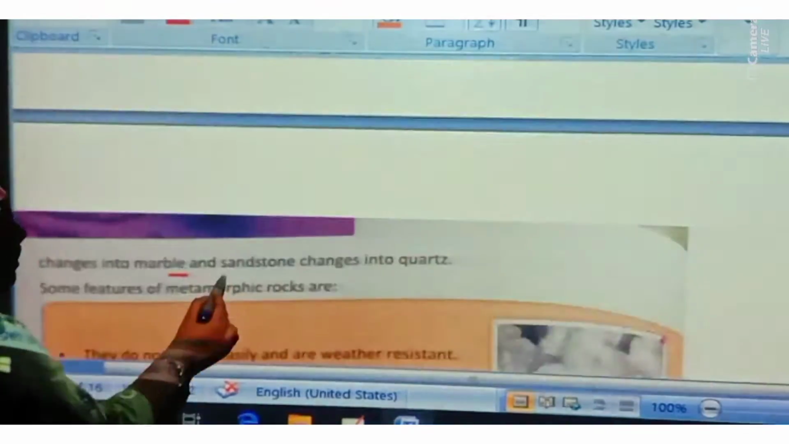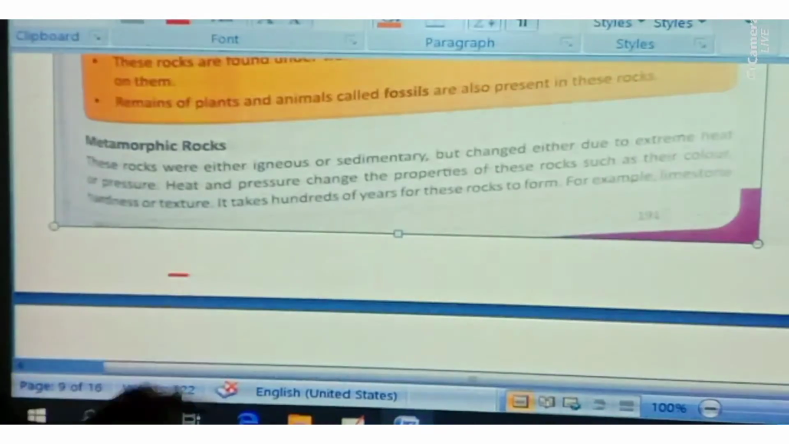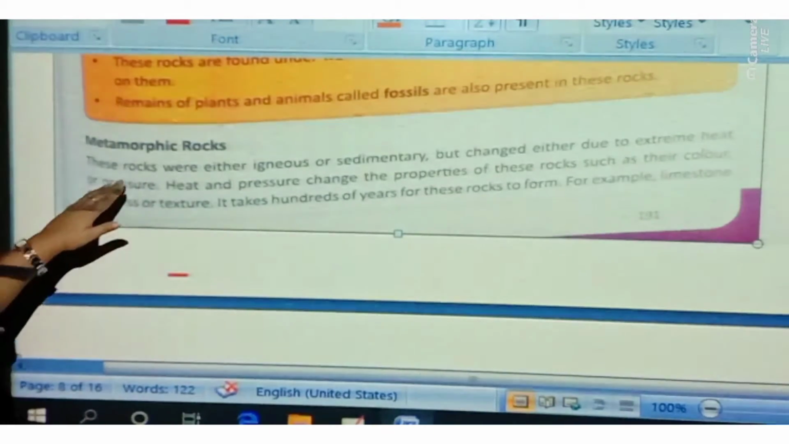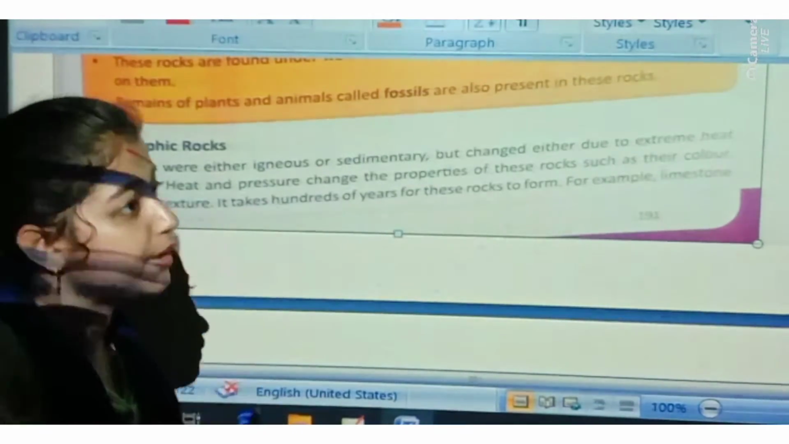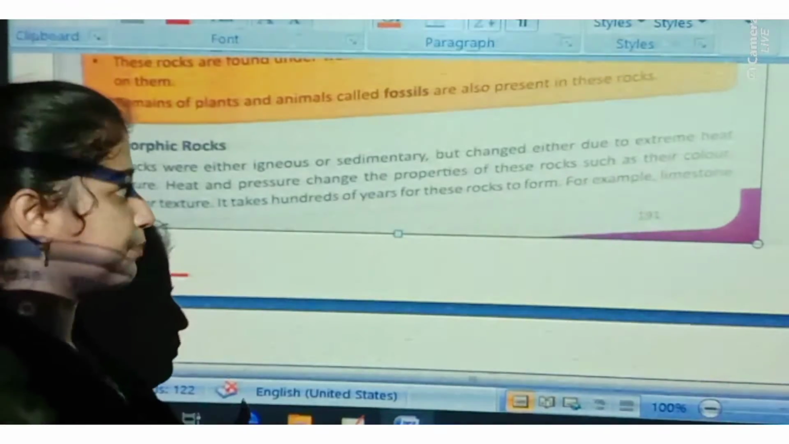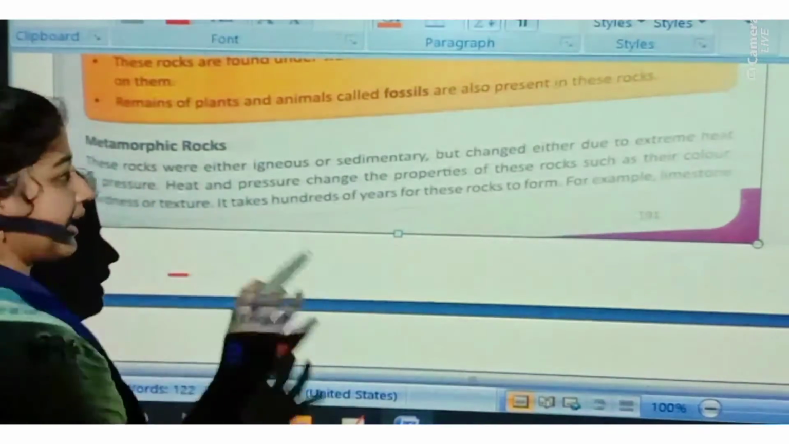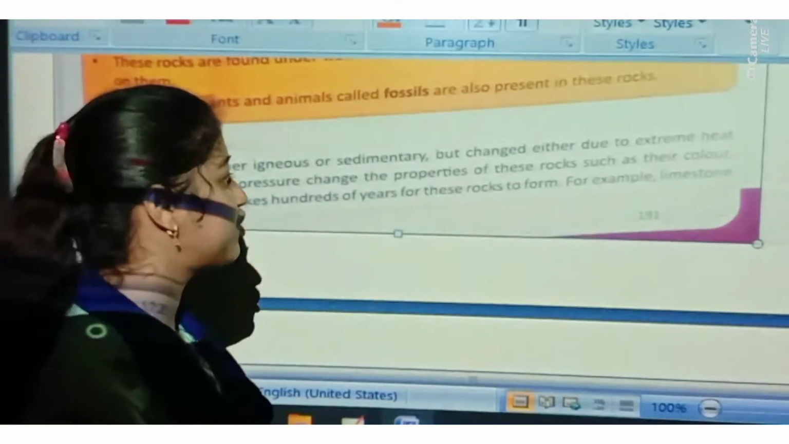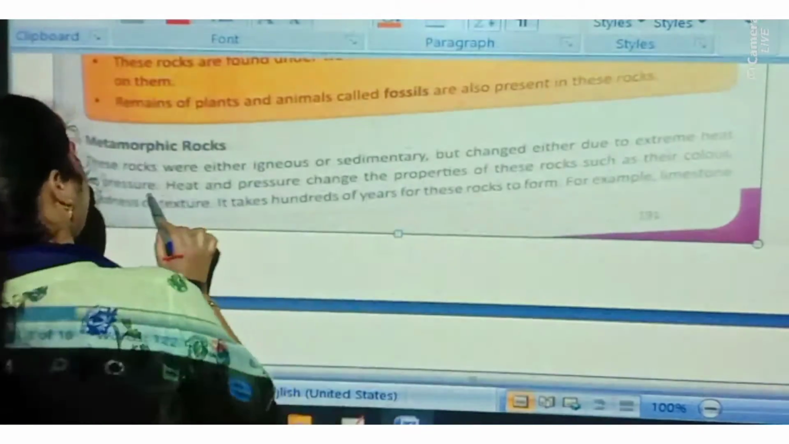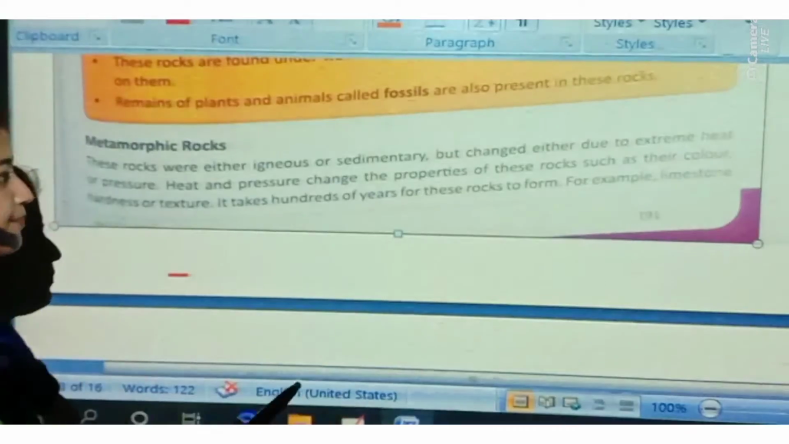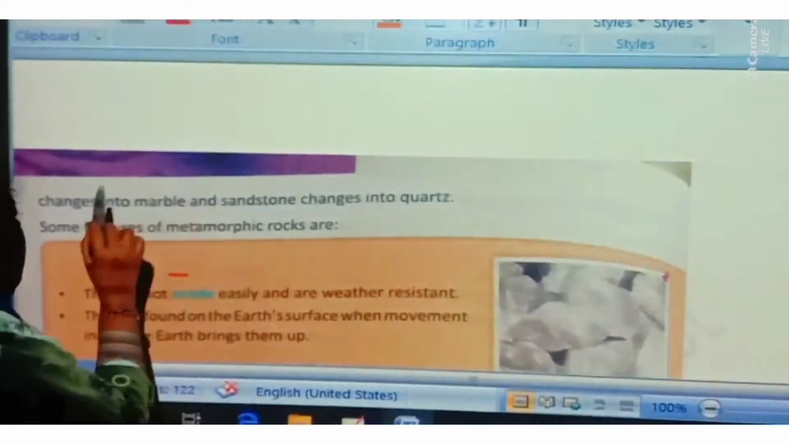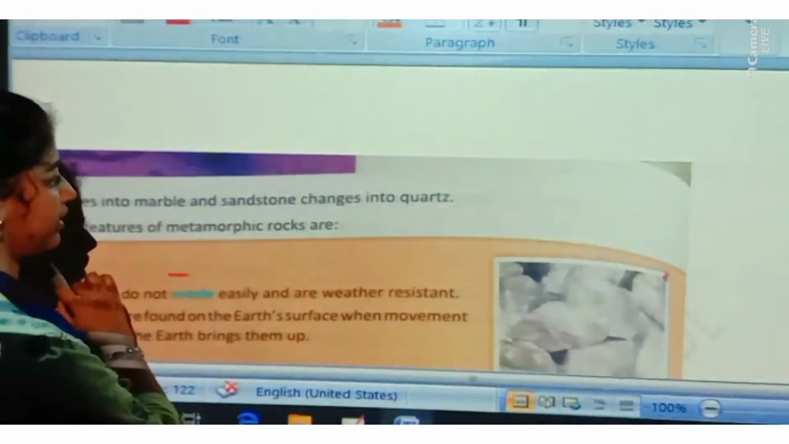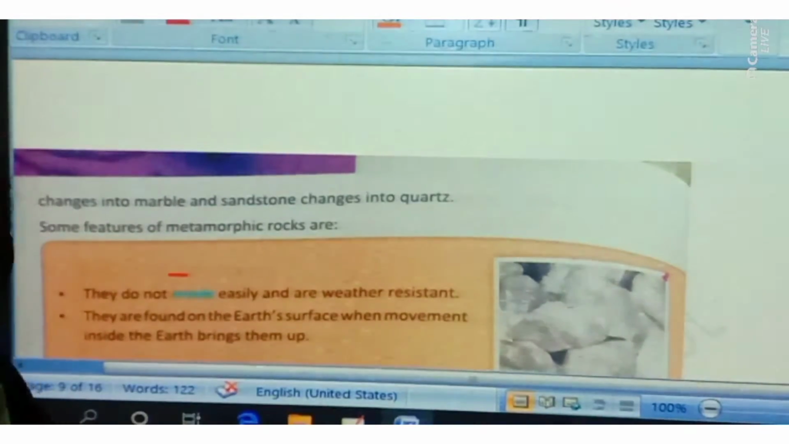If we talk about the metamorphic process, the rocks, which are basically igneous and sedimentary, due to the extreme pressure of the earth's inside portion, have their characteristics or physical properties changed as per color, pressure, heat. For example, limestone changes into marble, and sandstone changes into quartz, right?